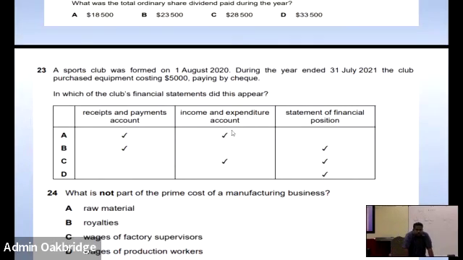SOFP? Yes, definitely yes. So again, answer between B and C. Receipts and payment account? Yes. Okay, receipts and payment account records everything. Okay, now. So the answer is what? B. B for boy.